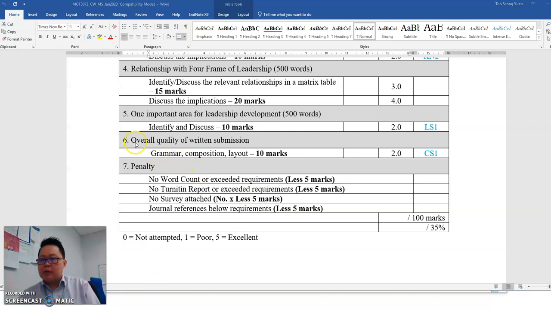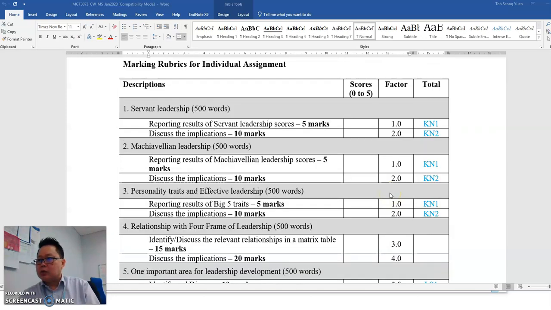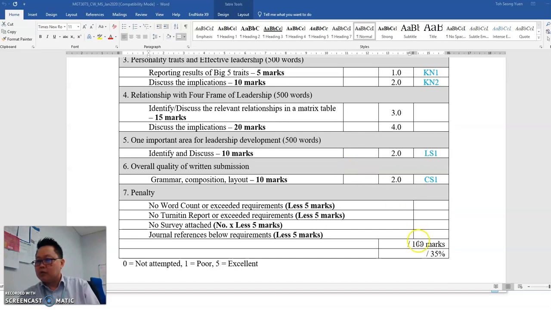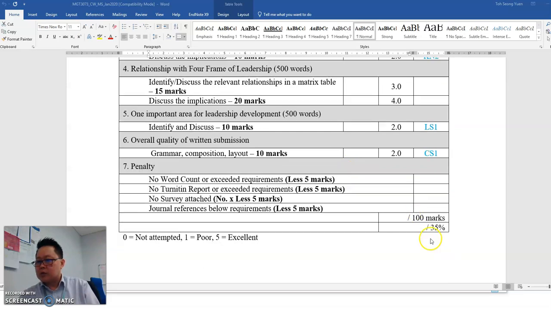Finally, for section 6, overall quality of written submission, marks will be given for grammar, composition, and layout, meaning if you have done a good job, at least you get 10 marks. So this rubric is marked in total, forget about the blue colored alphabet here, a total of 100 marks. You get 100 marks, you get 35%. Your individual assignment is worth 35%, which is a lot. I strongly recommend that you spend a lot of effort doing it well.